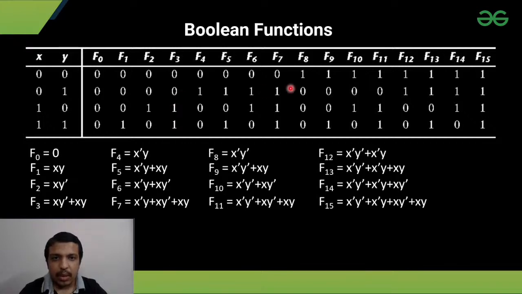Similarly, we have here 1 1 0 0, f12. f12 is x complement, and this is y complement, right? f10 is y complement. So we can take y complement common in this and we get y complement into x complement plus x, which is nothing but y complement. So we can simplify many of these terms and get a simpler expression using a smaller number of logic gates.